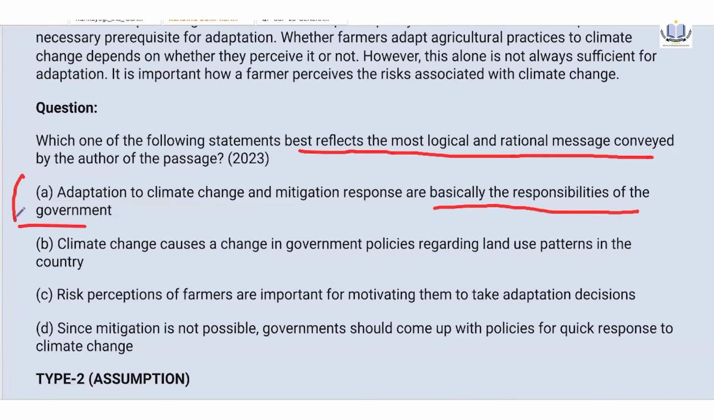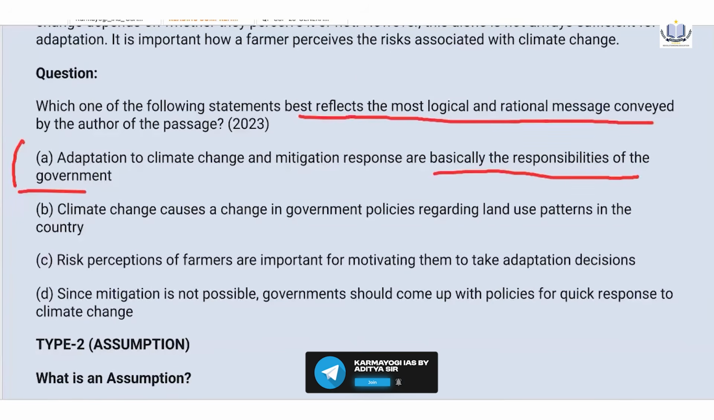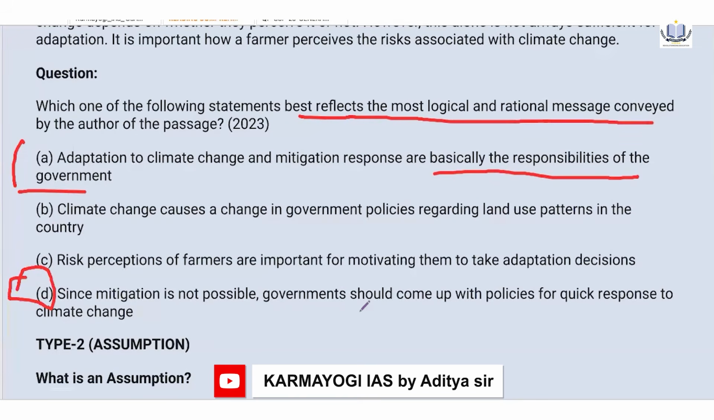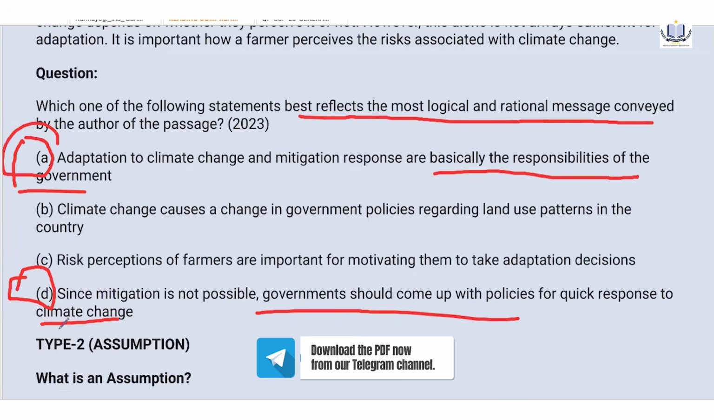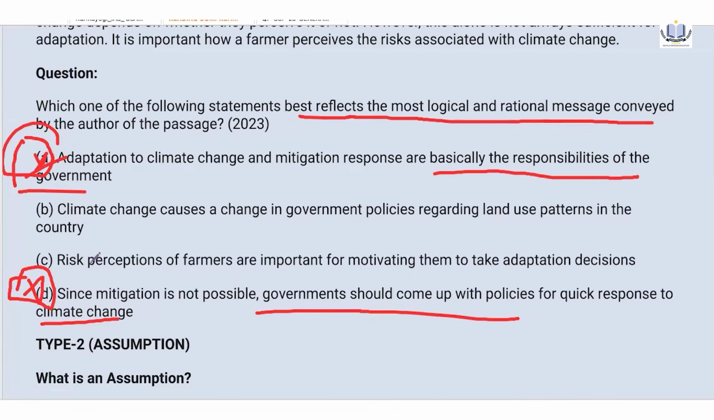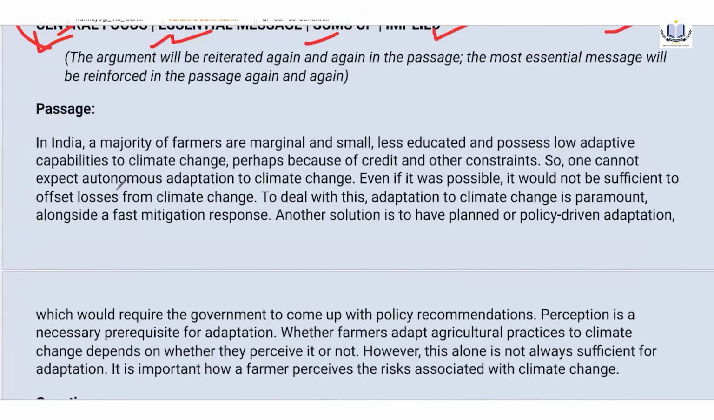Option B is: climate change causes a change in government policies regarding land use pattern in the country. Okay. Option C is: risk perception of farmers is important for motivating them to take adaptation decisions. And option D is: since mitigation is not possible, government should come up with policies for quick response to climate change. Again, a sweeping generalization, narrow statements, and the probability of such statements being correct is very, very low. A and D we will try to eliminate. Now we are left with options B and C. Let's speed read the passage.